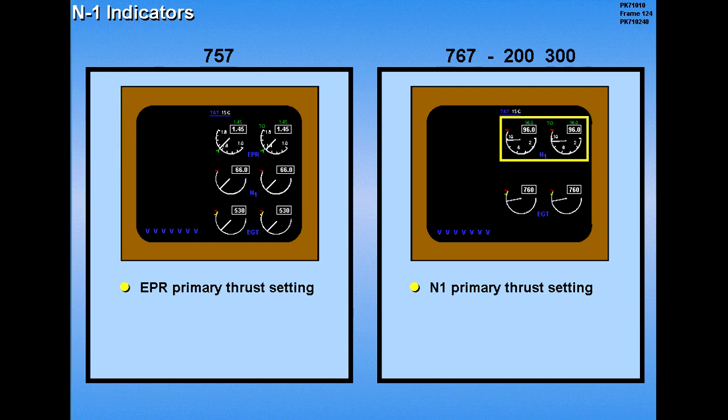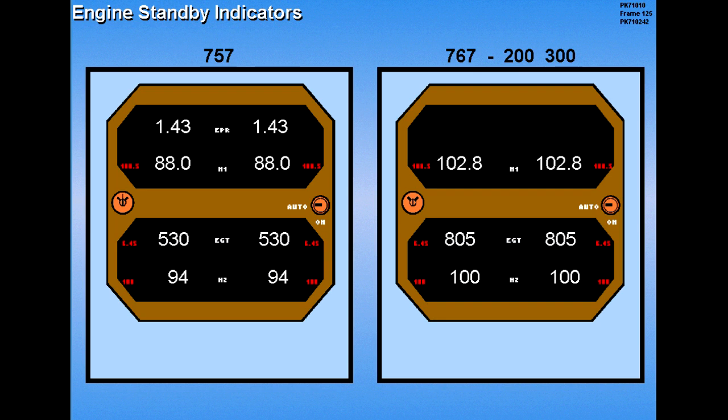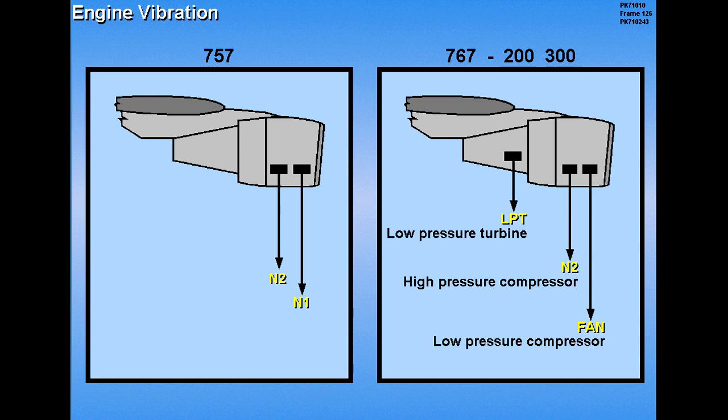N1 is the primary indication for setting thrust. There is no EPR indication. Standby indications for the GE engine are liquid crystal displays on N1, N2, and EGT. There are vibration sensors for the fan, low-pressure turbine, and the N2 high-pressure compressor.